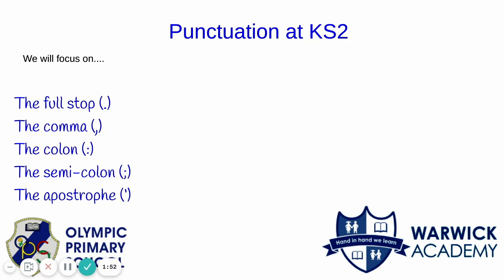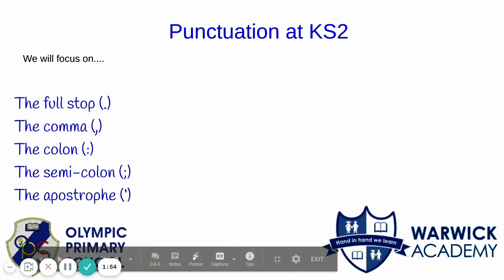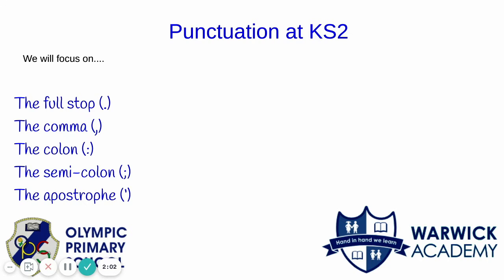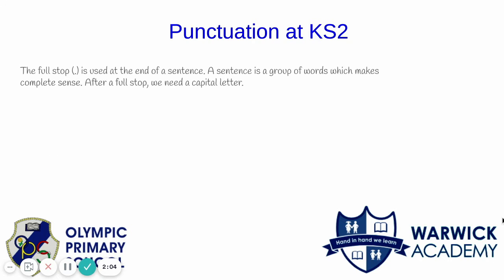Okay, punctuation at Key Stage 2. We are going to focus on the full stop, the comma, the colon, the semicolon and the apostrophe, and give you a bit more information about when they are used. As I said earlier, the full stop is used at the end of a sentence. And what is a sentence? Well, it's a group of words which make complete sense. After that full stop, we need a capital letter. For example, John kicked the ball. The ball smashed a window. Two sentences. They make complete sense on their own. They need a full stop after ball, and a capital letter: The ball smashed a window.